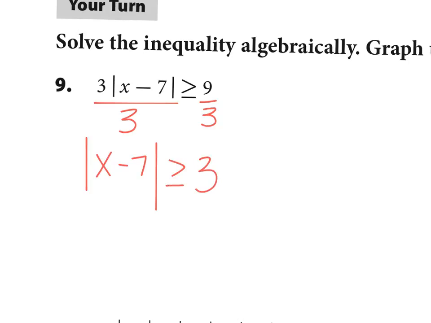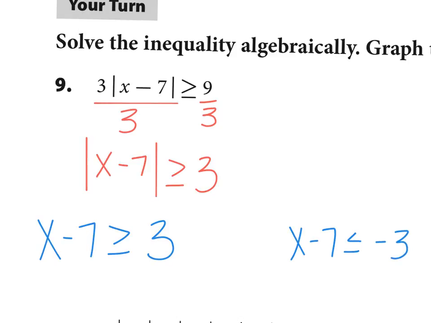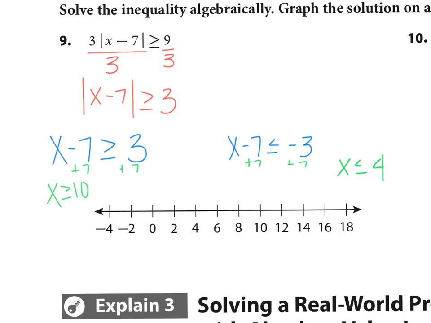So what do I do now? Okay, split it up into 2 equations. What's my first one? X minus 7 is greater than or equal to 3. And what's my second one? Less than or equal to negative 3. Okay, work that out, please. So, you should have ended up with 2 things. X is greater than or equal to 10, and x is less than or equal to 4.